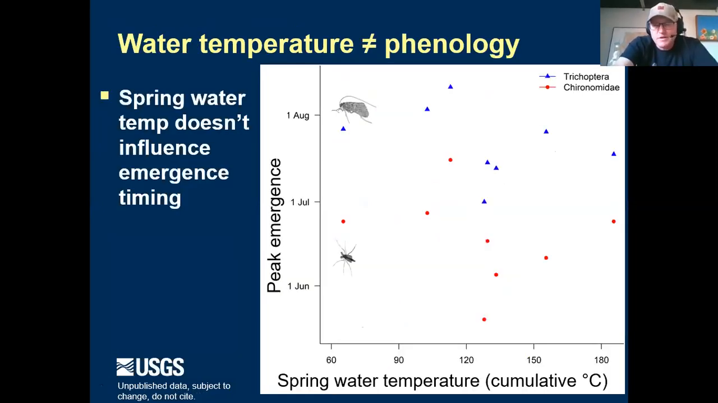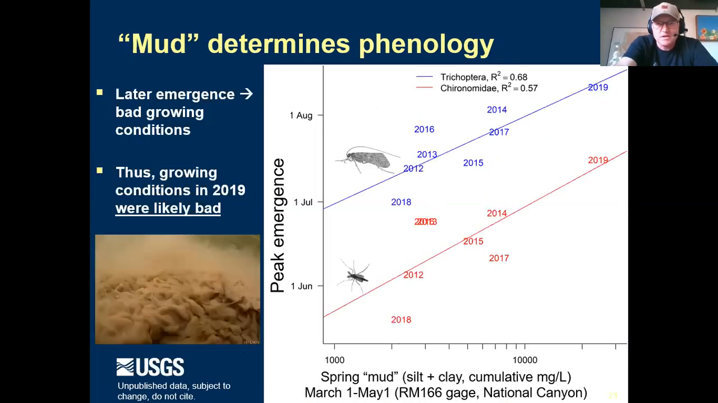And so one environmental driver that we might expect to determine the timing of emergence is water temperature. And so we're comparing here the timing of emergence that's shown on this y-axis. Each one of these points represents a different year in our data set. And it shows no relation to water temperature for either midges or caddisflies. So it doesn't appear that differences in water temperature across 2018 or 2019 can explain what happened.